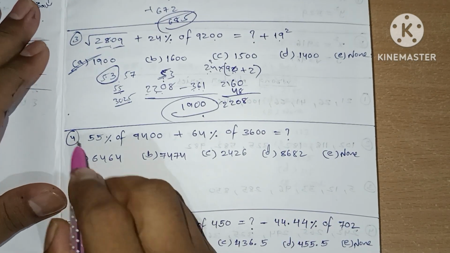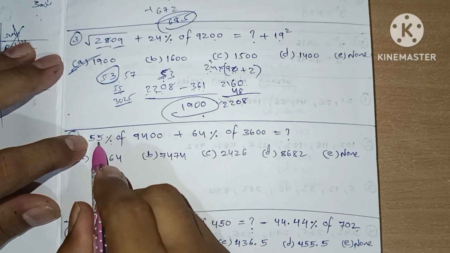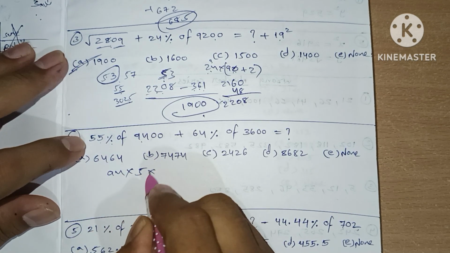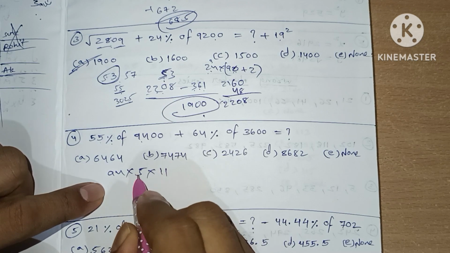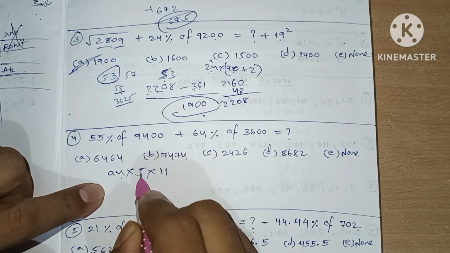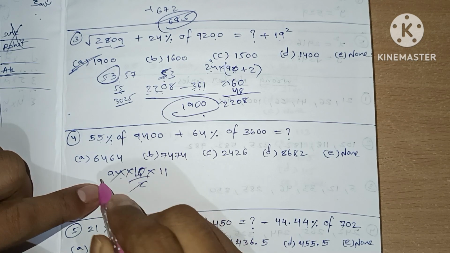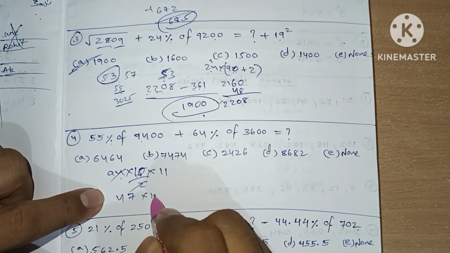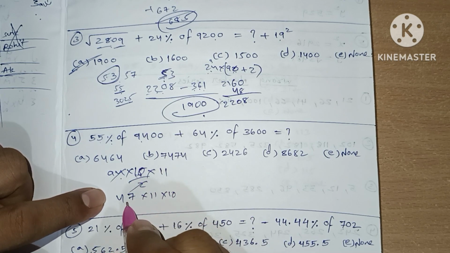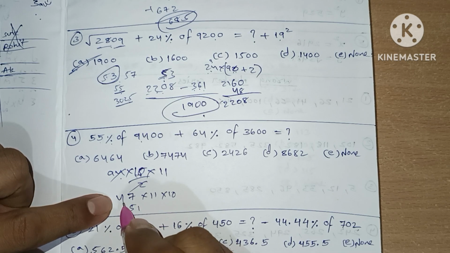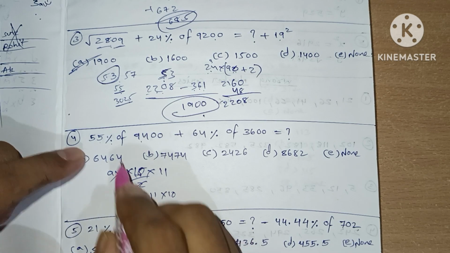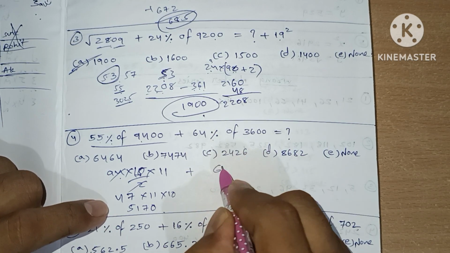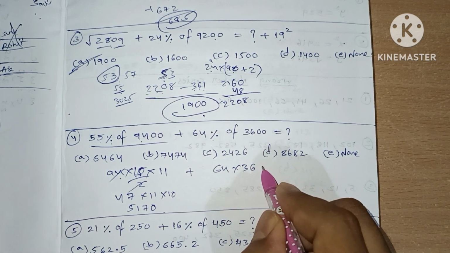Next, fourth question, percentage and double zeros cancel. 55 into 94. What we do is first we do into 5 plus into 11 times 9. Instead of 5 we write this as 10 by 2, 2 47, into 11 into 10. So we have 517 and 0. So answer for this one is 5170.